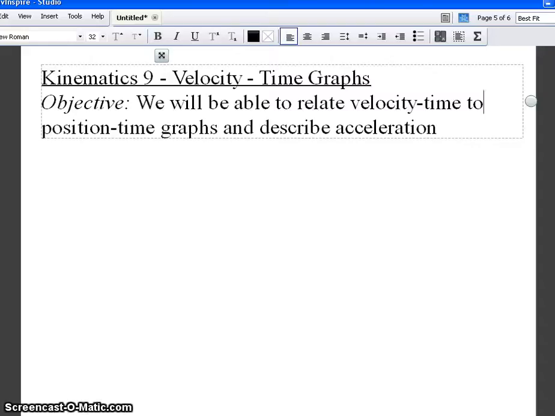Good morning, class, and welcome to this lesson on Kinematics 9, velocity-time graphs. We will be able to relate velocity-time to position-time graphs and describe acceleration.